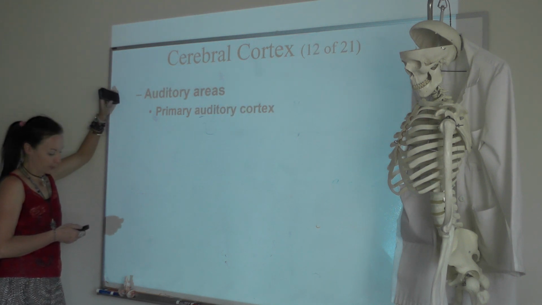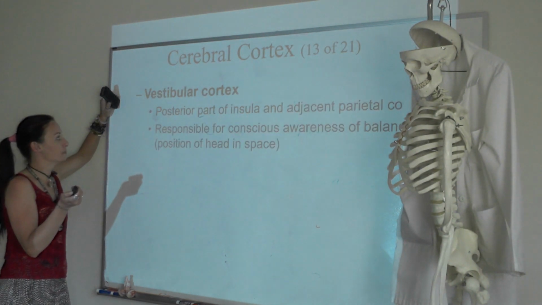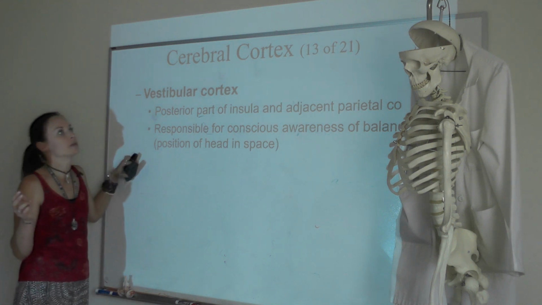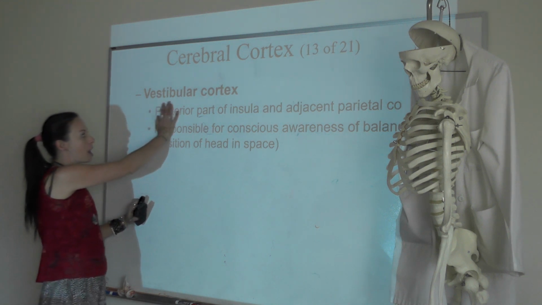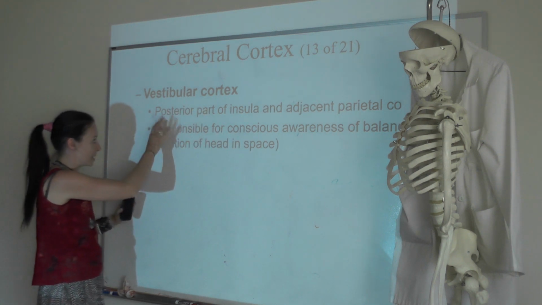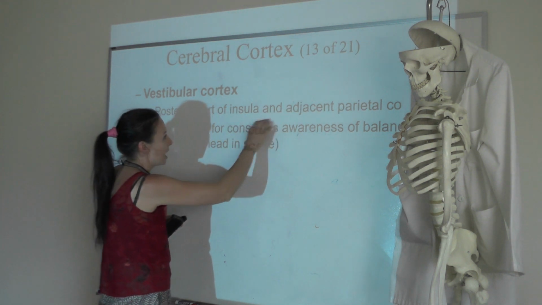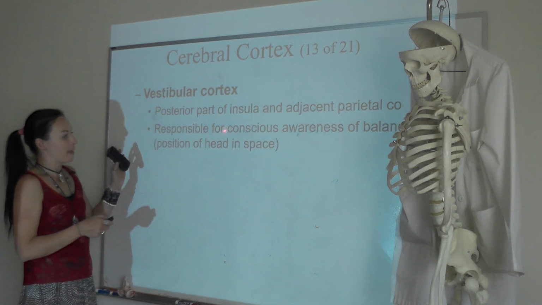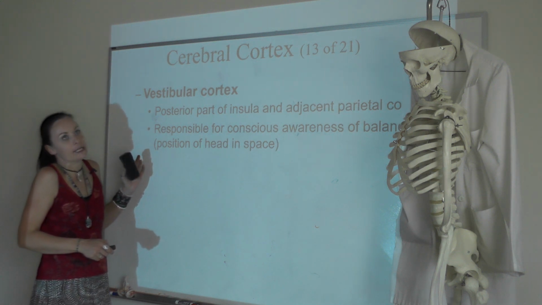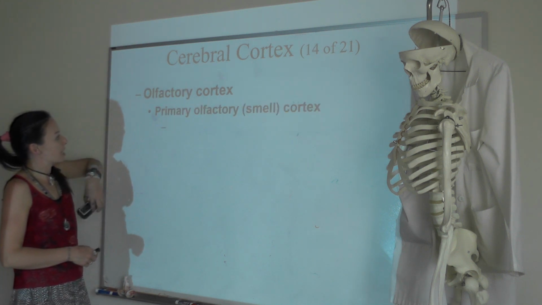Auditory areas: primary auditory cortex is where? Temporal lobes. Your ear is not only involved in your hearing, it's also involved in your sense of balance. We're not going to talk a whole lot about balance or the vestibule of your ear, but the vestibular cortex we find at the posterior part of the insula and adjacent to our parietal cortex, and that's helping you have conscious awareness of the position of your head in space. Olfactory cortex we already talked about.